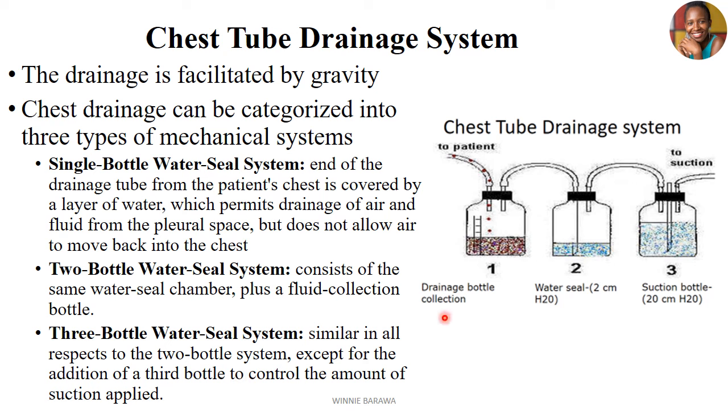So we'll have the drainage collection bottle, the water seal bottle, and the suction bottle. The suction bottle is to create a suctioning effect to pull out the contents and it comes out. So that's how these systems are set. You can have the single, you can have the two bottle water seal, or you can have the three bottle water seals. Currently, I think we have a lot of the single bottle water seals being used as compared to the three bottle water seals. But all these are the different systems that the client can use, or they're available for use for the chest tube drainage system.